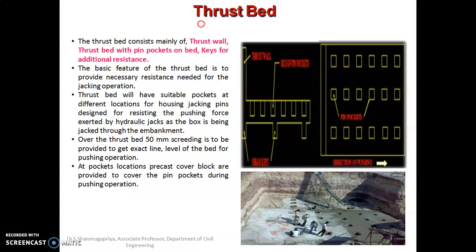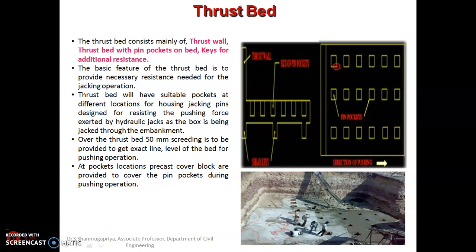And here in the picture, you can see clearly the plan and the sectional view of the truss bed. So this truss bed consists of, you can see this is the truss wall in the plan and this is in the section, and also it will have the shear keys as you're seeing here, and the truss bed will have this sort of pin pockets, and also this sort of shear keys for giving the additional resistance. So the basic feature of this truss bed is to give the necessary resistance which is needed for the pushing operations or jacking operation.